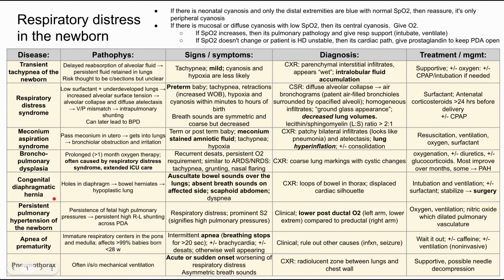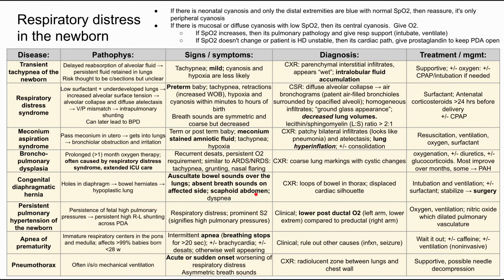Next is congenital diaphragmatic hernia. The pathophysiology here is structural. It's a hole in the diaphragm that leads to bowel herniation. If the bowel goes up into the chest, then the baby has hypoplastic lung, so it impairs the lung development. Signs and symptoms here. This might be pretty obvious if you auscultate and hear bowel sounds over the lungs. You might have absent breath sounds on that side as well, depending on how small that hypoplastic lung is.